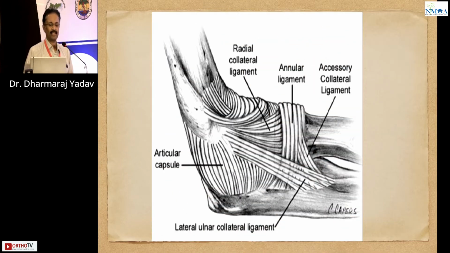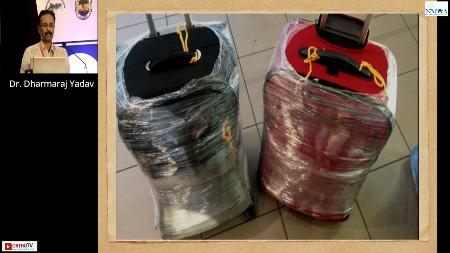Then we can see all this. This is anatomy. Lateral side, lateral collateral ligament, annular ligament. Can anyone see the radial head? No, you can't. So just imagine a radial head fracture inside this, which reminds me of this scenario, which probably most of us must have seen in airports.